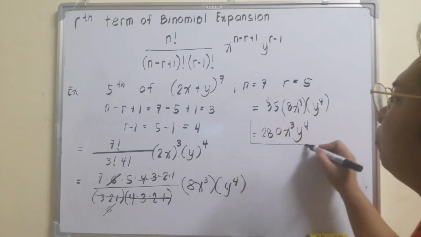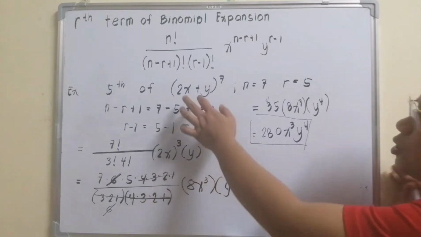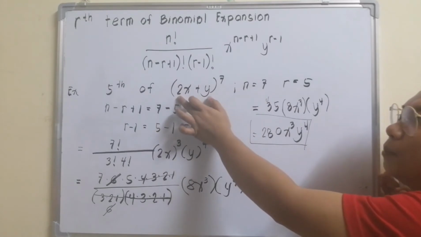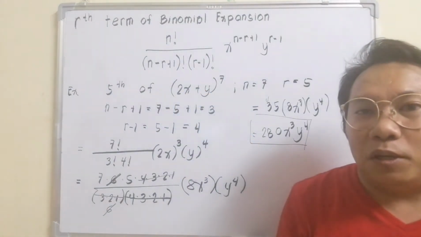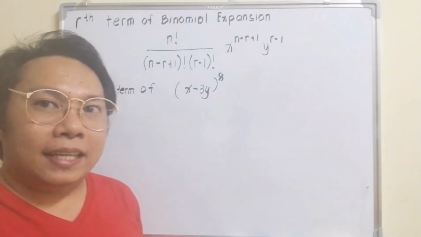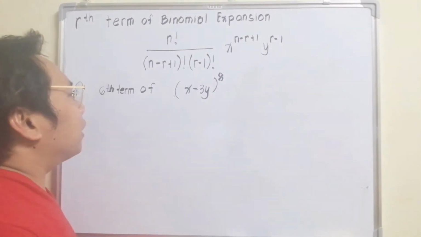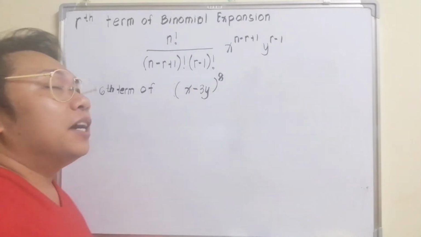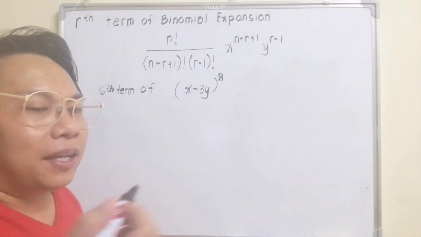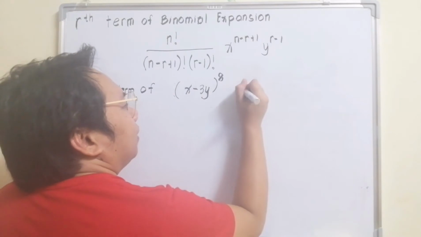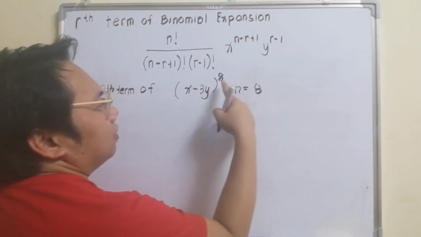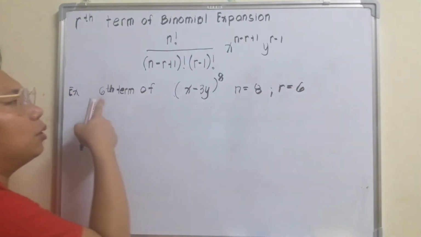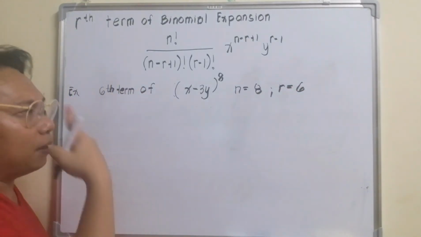So this is now the fifth term of your expanded form, of the expansion 2x plus y raised to the power of 7. Let's have another example. We're going to find the sixth term of x minus 3y raised to the power of 8. Again, our n is equal to 8. That's your exponent. And your r is equal to 6. That's the sixth term that we are looking for.